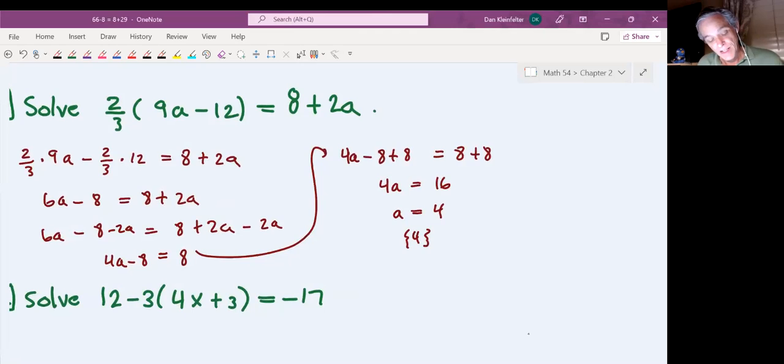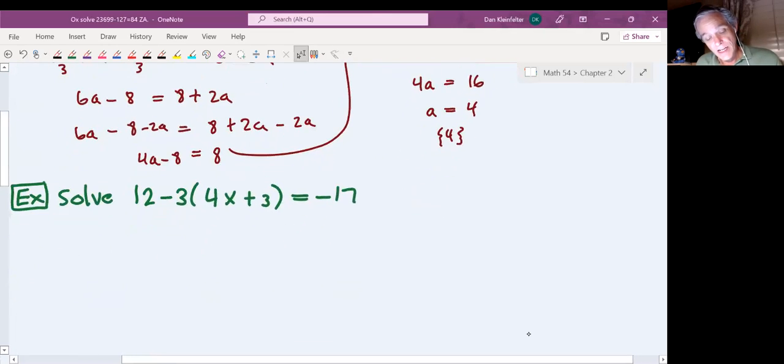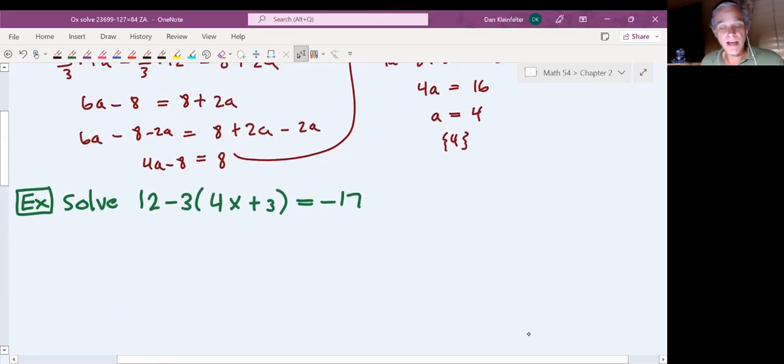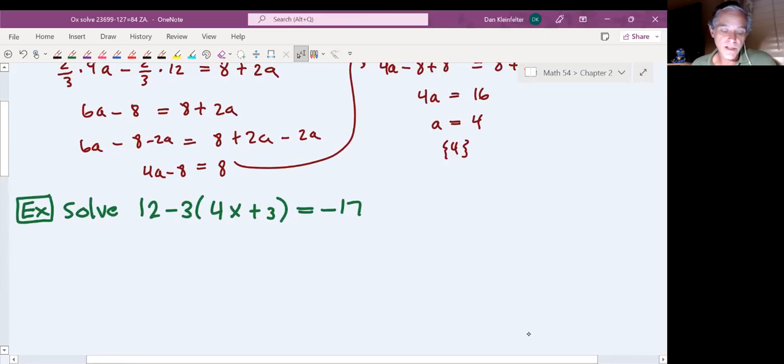All right. In the next one, we'll see that we have some parentheses in here that we'll need to distribute to remove those. Pause the video, take a minute to try this one, and then restart the video and see how you did.